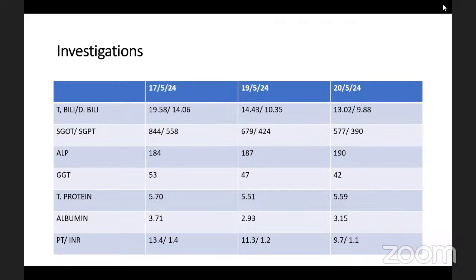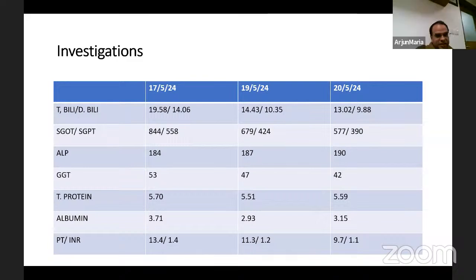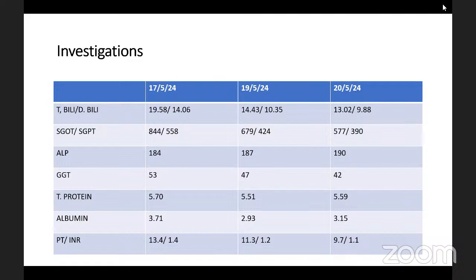Serum bilirubin on admission is 19.58, and direct is 14 point something, and total bilirubin is improving after admission. Is this AST-ALT more than 10 times the upper limit of normal? What are the causes of that? Sir, if AST-ALT, SGPT, SGOT, is 10 to 20 times the upper limit of normal.